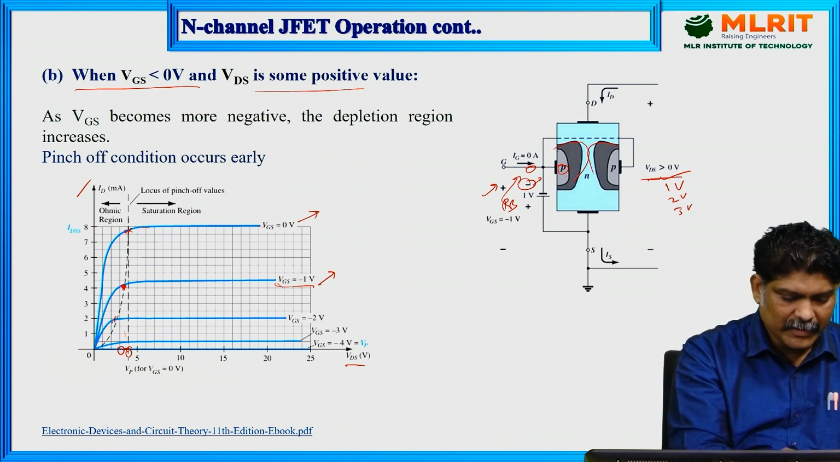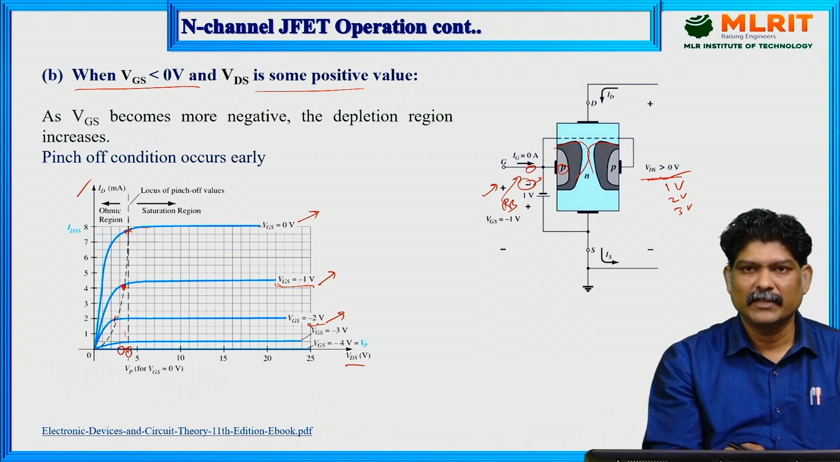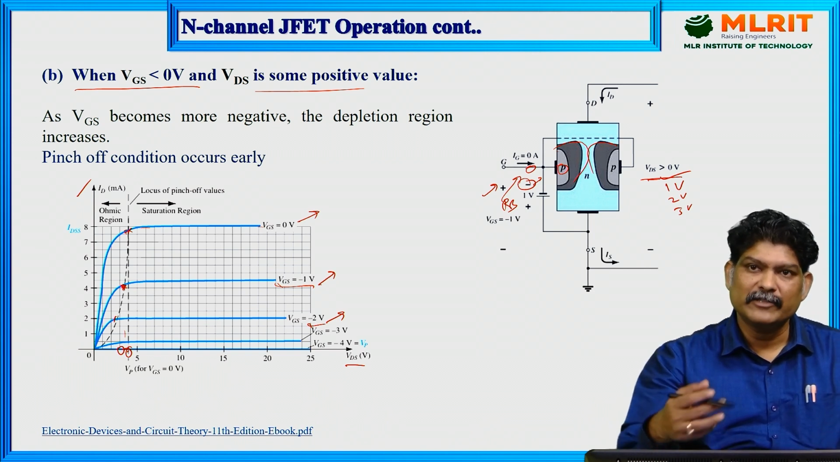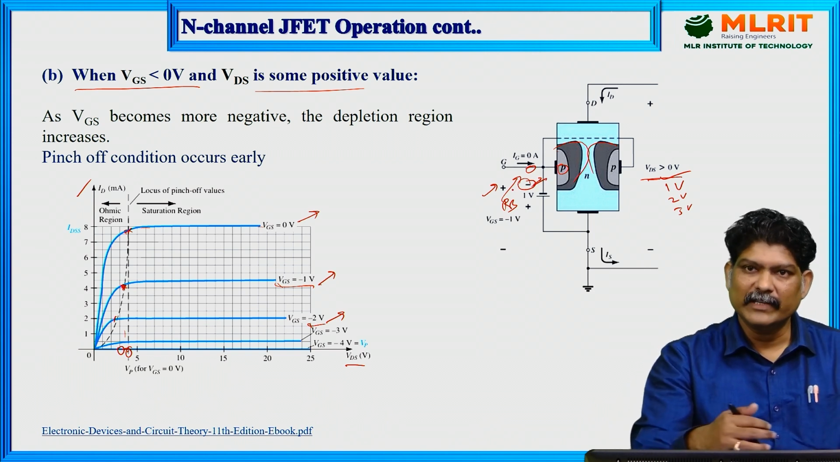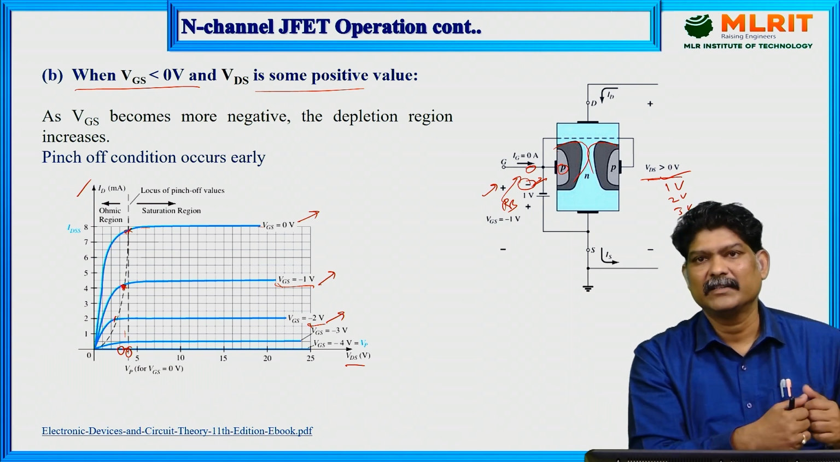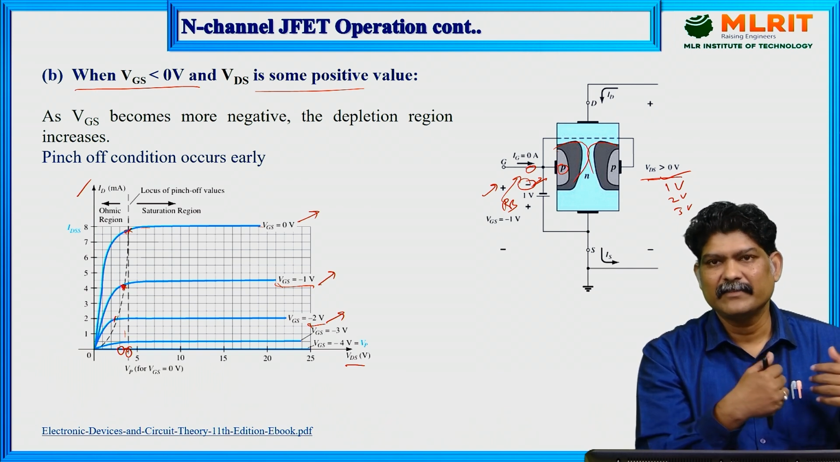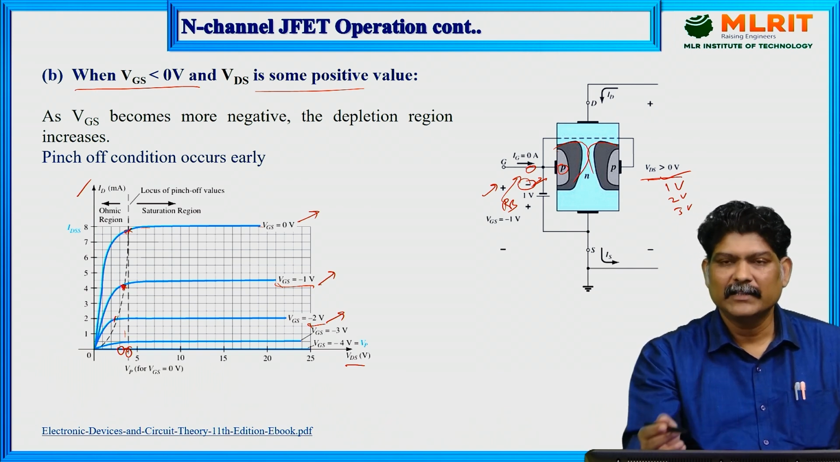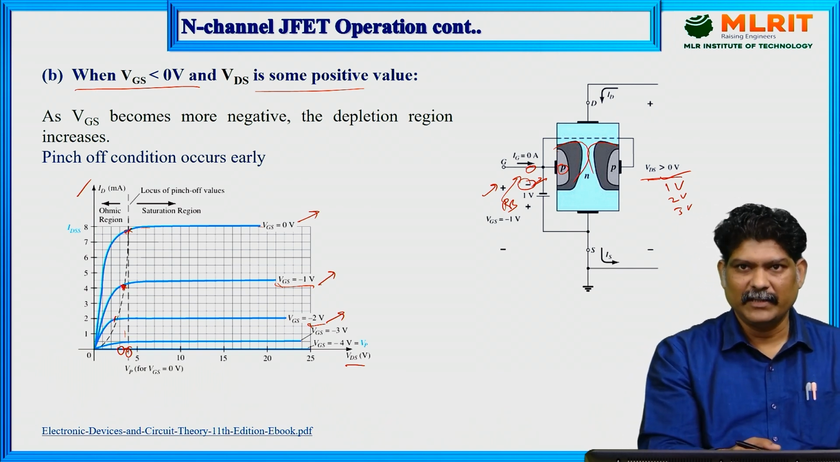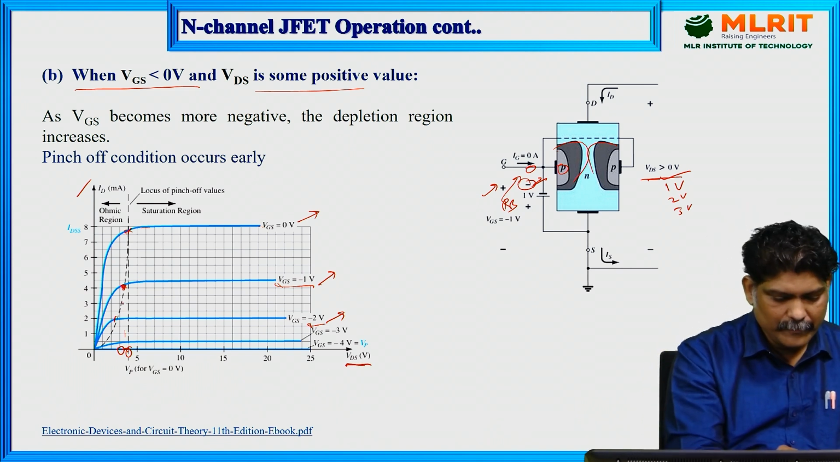Next, if you further decrease VGS to minus 2 volts, that means we are increasing the reverse bias voltage across this. When you increase the reverse bias, again the depletion region occurs early. The depletion width increases, and the pinch off condition occurs early, for lower values of drain to source voltage. Therefore, here it is decreased. This is the pinch off condition.